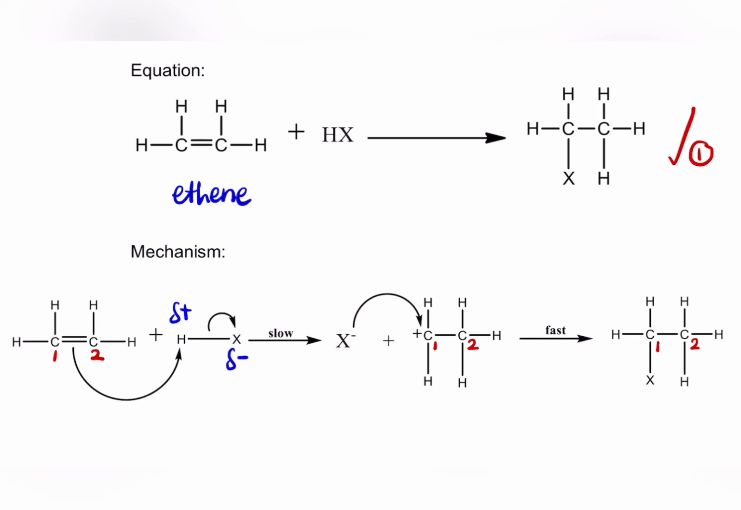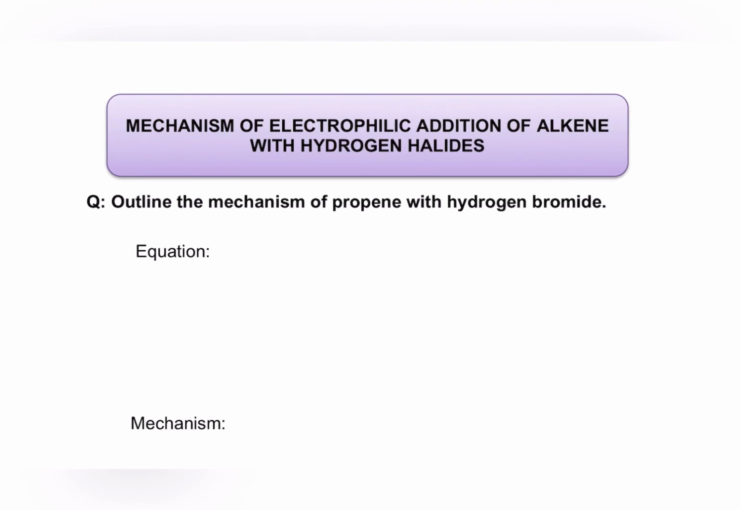And make sure you show the reaction for the first pathway as slow and the second pathway as fast. So what I put here, you have to follow and write down as it is in your answer. Let's try one example for you to understand this mechanism. I need you to outline the mechanism of propene with hydrogen bromide.